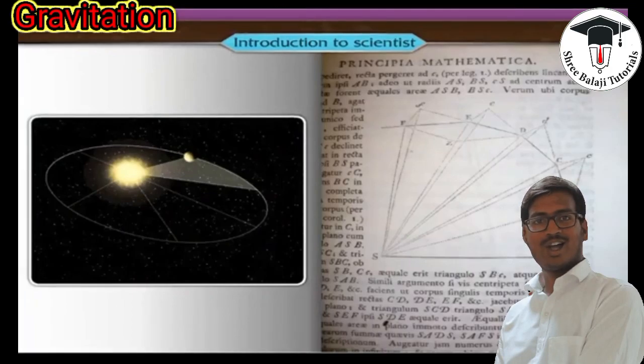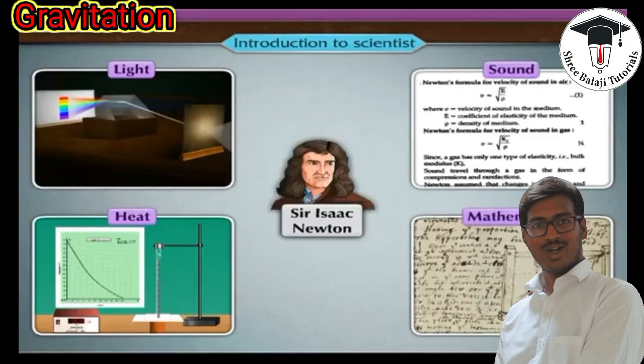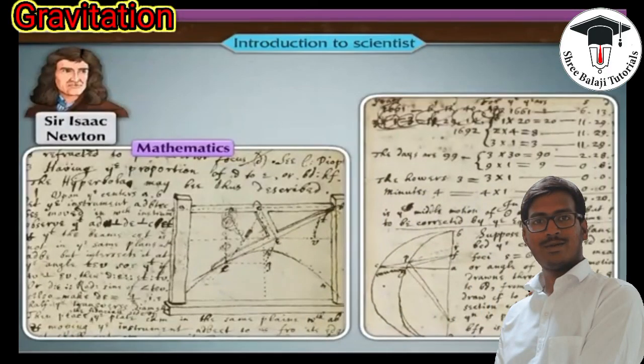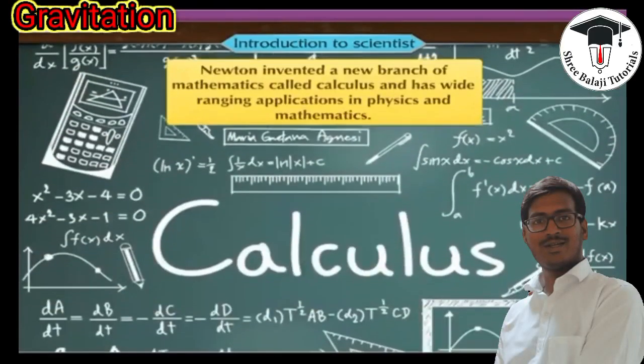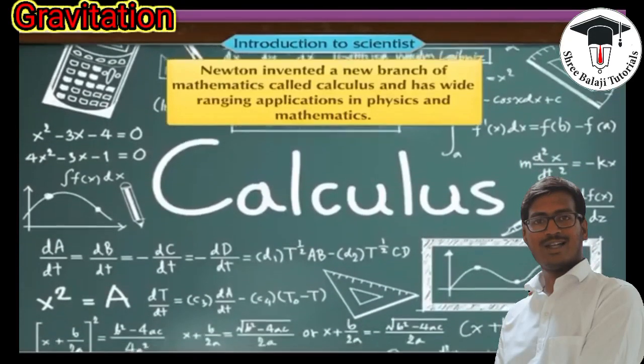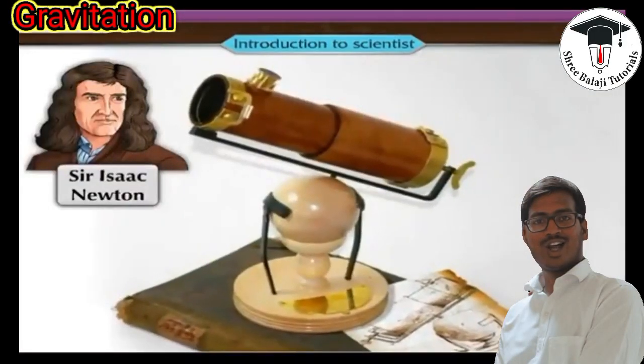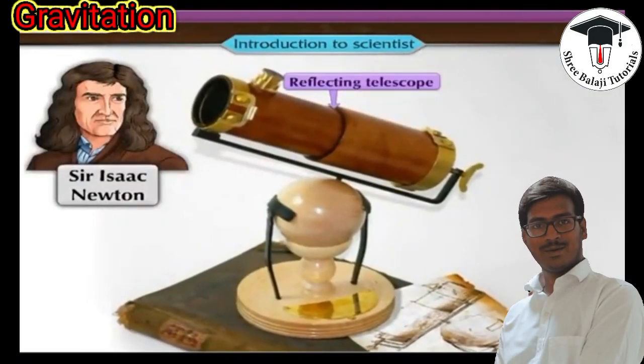In addition to this, Newton did groundbreaking work in several areas, including light, heat, sound, and mathematics. He invented a new branch of mathematics. This is called calculus and has wide-ranging applications in physics and mathematics. He was the first scientist to construct a reflecting telescope.